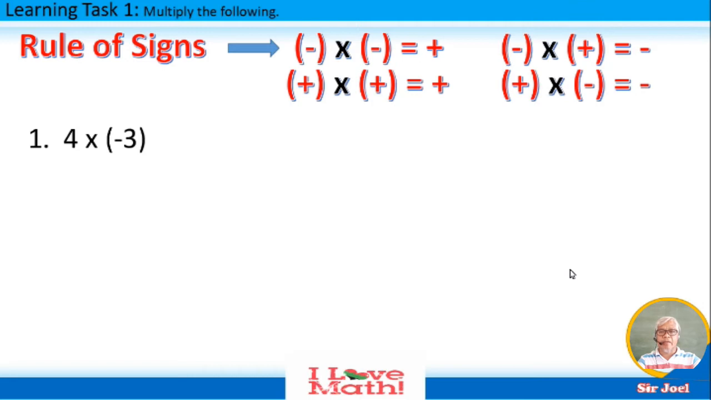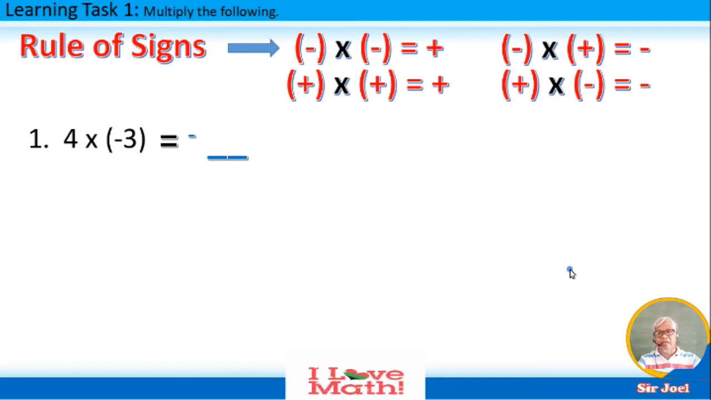Example number 1, 4 times negative 3. If you look at our given, 4 is positive and 3 is negative. Meaning, ang signs given are positive, negative. And according to our rule of signs, if there is one positive and there is one negative, expected that the product is negative. Therefore, to answer number 1, it is negative blank. Why negative blank? Well, I guess you know how to get the product of 4 and 3. Tama? So, kung ano yung product ng 4 and 3, then your answer is negative, then the product of 4 and 3. So, ganun lang kasimple.